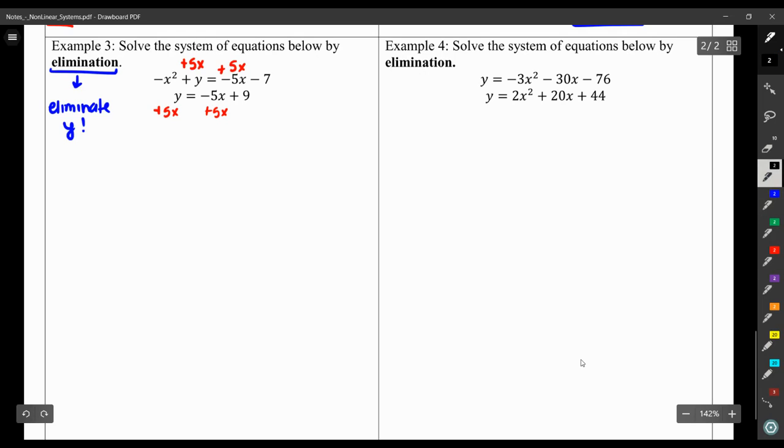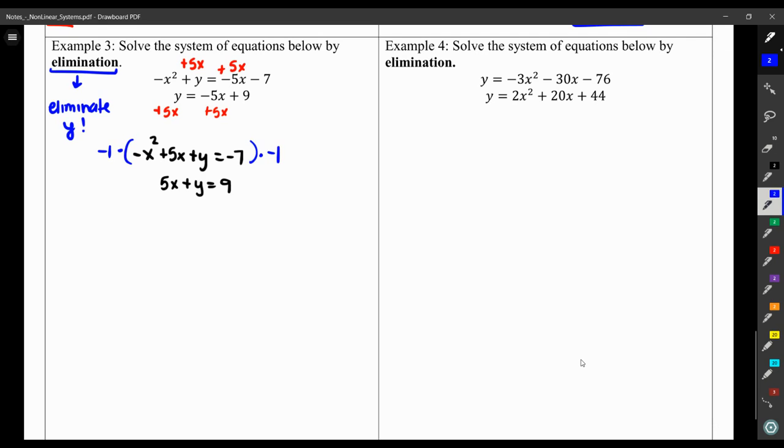So what this turns out to be is negative x squared plus 5x plus y equaling negative 7. And then we have 5x plus y equaling 9. So now if I want to eliminate the y's, I need to multiply something by a negative 1. Either the top or the bottom will be sufficient.